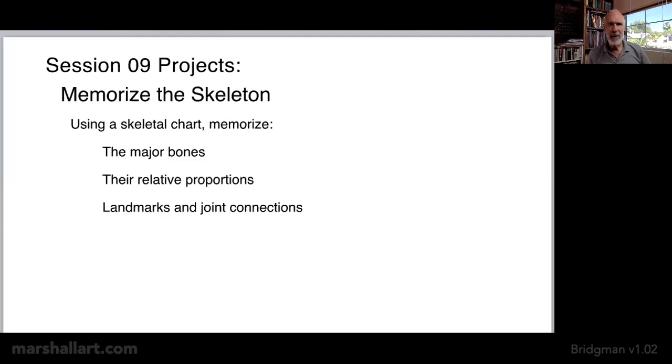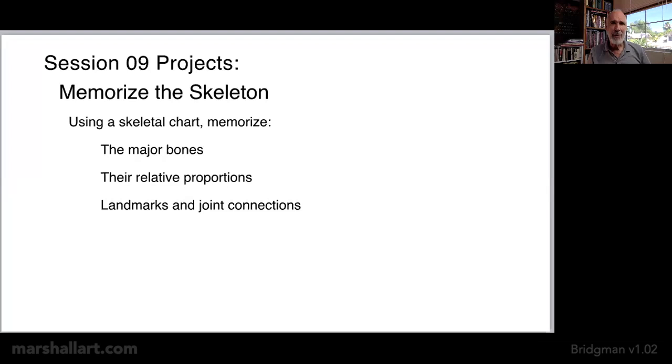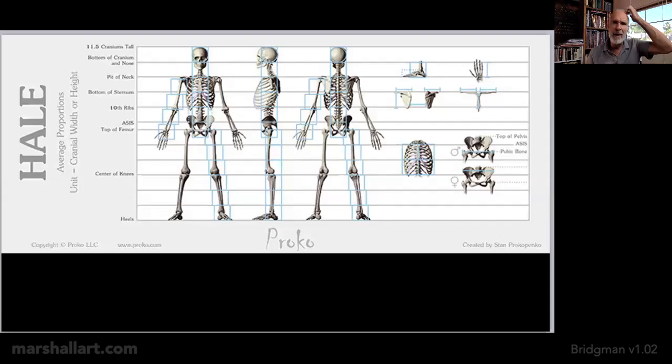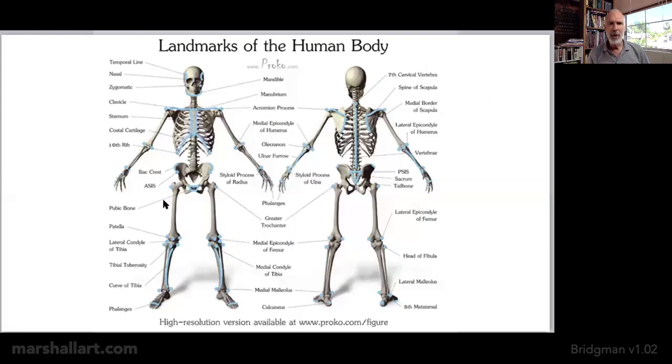Here is your first project, if you have not already done it because you've been studying anatomy for a while. Memorize the skeleton. Using a skeletal chart, I'll show you an example of a skeletal chart. I'll show you several. Stan has one that's low res on the side, average proportions. That's his proportional chart that he has Richer's and Hale's and Loomis's. But you've got a front view and a side view and a back view. And then he's got one that has landmarks. We're going to take some time here to go through these landmarks, and I'm going to talk you through them.